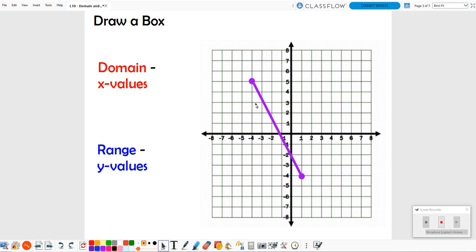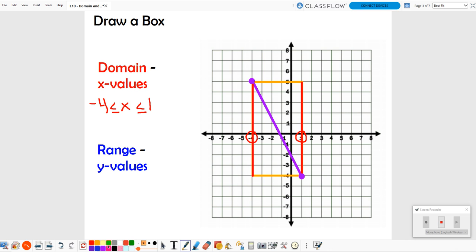Okay, so here's another pretty straightforward line. We're going to draw our box. For our domain, we're looking at our x values. So remember, that's the left and right side of our box. So the left side of my box here is -4. That's my lowest domain value. My highest domain value is the right side of my box here. That's at +1. And we want all the x values that are in between.